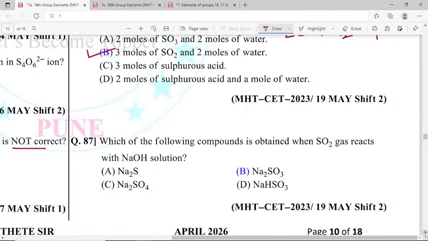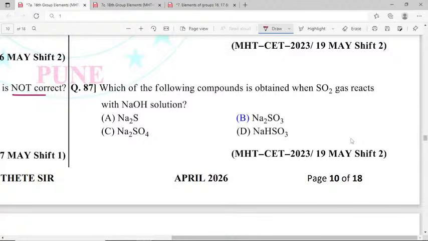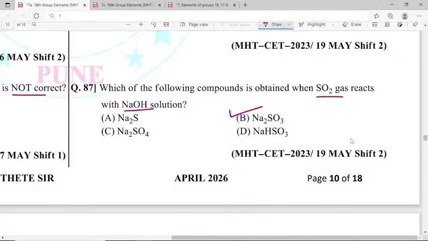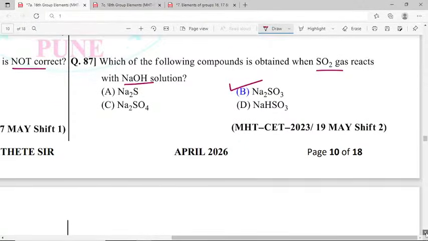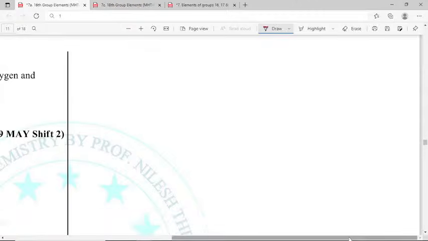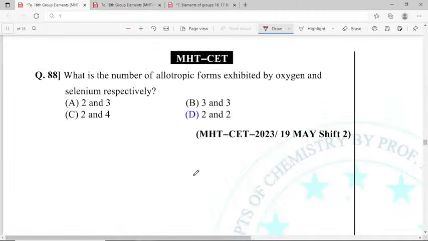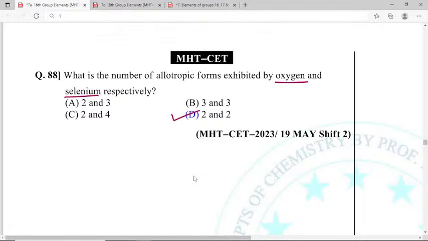Next question. Which of the following compounds is obtained when SO2 reacts with NaOH? SO2 reacts with NaOH to give Na2SO3, sodium sulfite. Next, what is the number of allotropic forms of oxygen and selenium? Oxygen has 2 allotropic forms, O2 and O3, oxygen and ozone. Selenium has 2, gray and red.